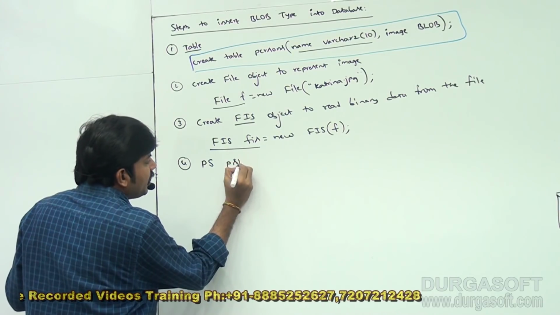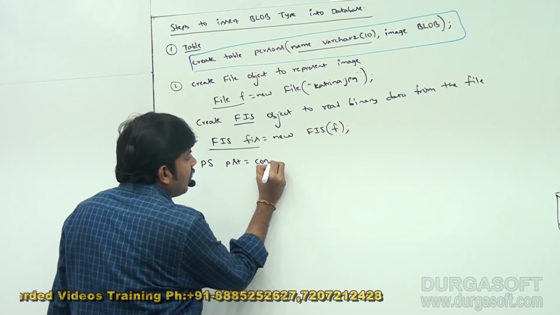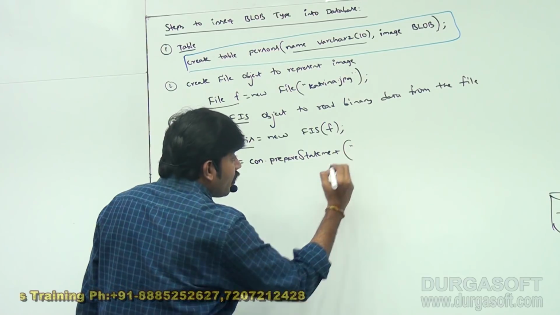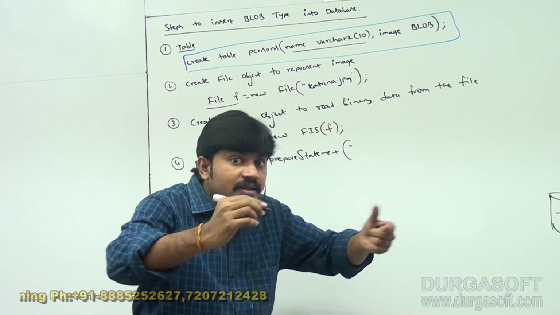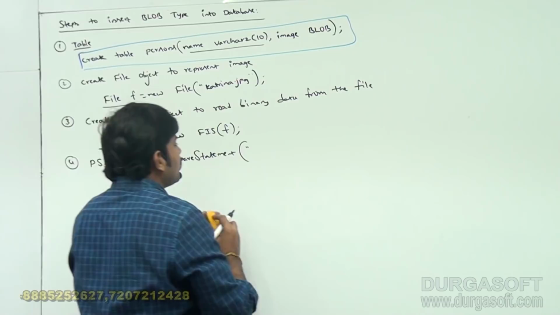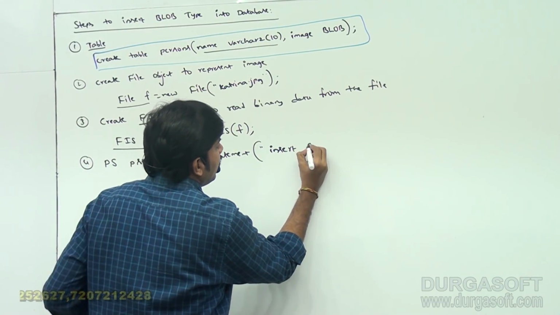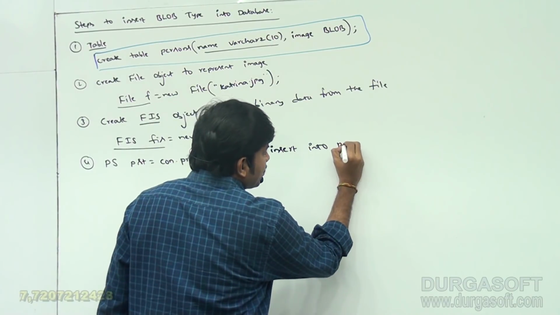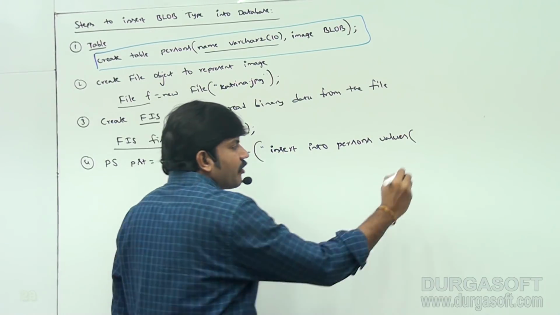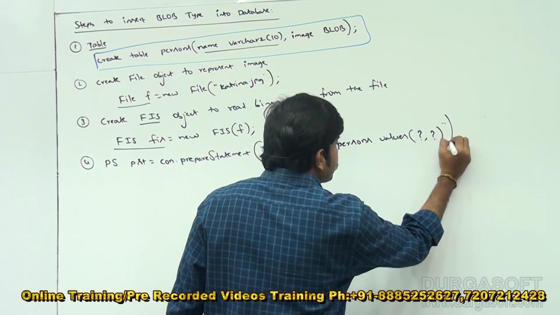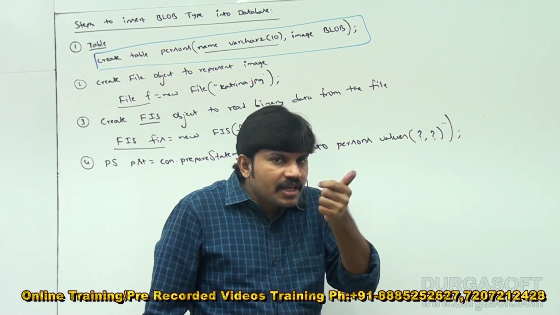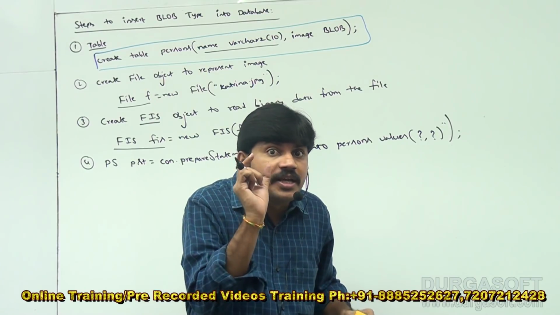PreparedStatement pst = con.prepareStatement. What is the query? I want to insert the data into the persons table. Insert into persons values (?, ?). This is the dynamic query with positional parameters. The first question mark is meant for the name of the person. The second question mark is meant for the image, BLOB type.